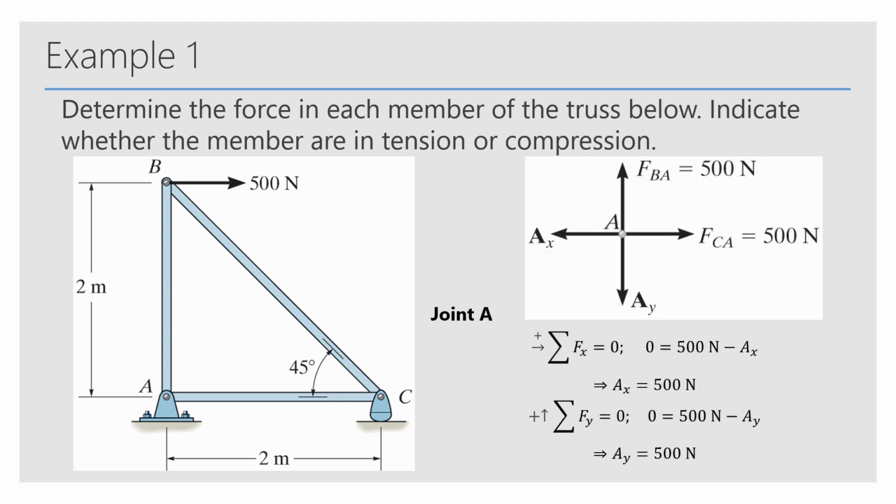Then at joint A, where we find our last equations of equilibrium and free body diagram, we already have the values of the members FBA and FCA from our previous joints. The final support forces that we can find here are that Ax equals 500 newtons and Ay equals 500 newtons. What's important to keep in mind is that you want to draw a free body diagram for each of the joints until you find all the unknown forces acting in the system.